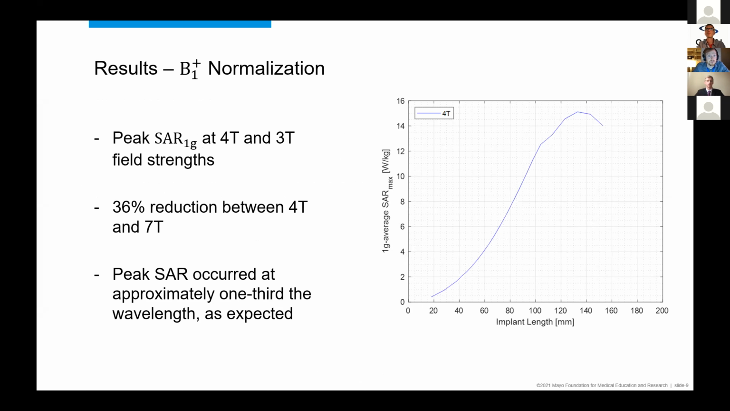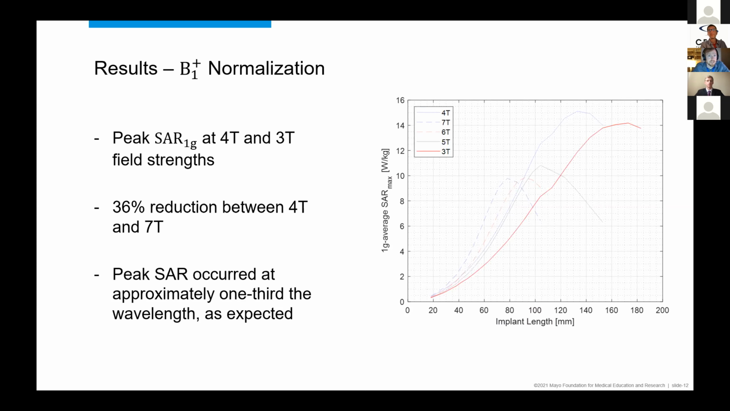So to actually dive into our results a bit more, after we performed our B1 plus normalization, we were able to go through and look at where we were seeing the maximum SAR rates at what specific field strengths. So we can see here that our 4 Tesla had actually the highest peak. Next slide, please. With our 7 Tesla actually having a 36% reduction in terms of the 1 gram SAR that was measured. Next slide, please. After this, the 5 and 6 Tesla had similar but slightly higher maximum SAR compared to the 7 Tesla. Next slide.